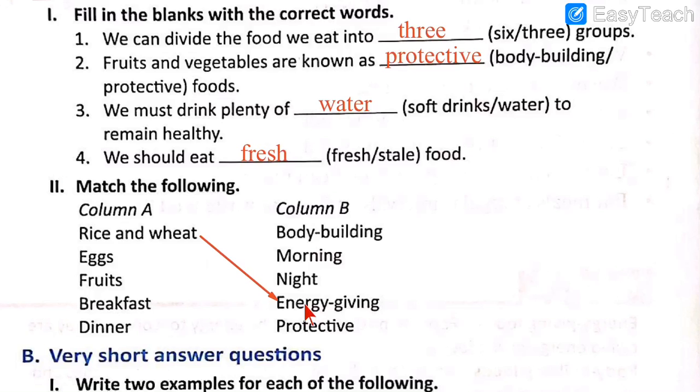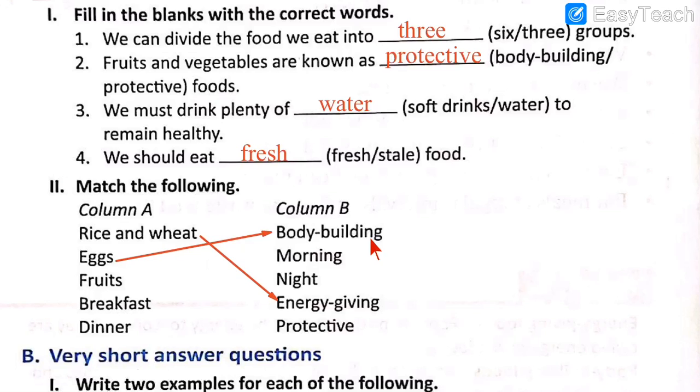They give us energy to work and play. Number 2, eggs. Under which category do eggs come? Eggs come under the category of bodybuilding food. These foods like milk, egg and chicken, they help us grow and they make our bones and muscles strong. So here is the answer. Eggs are bodybuilding foods.